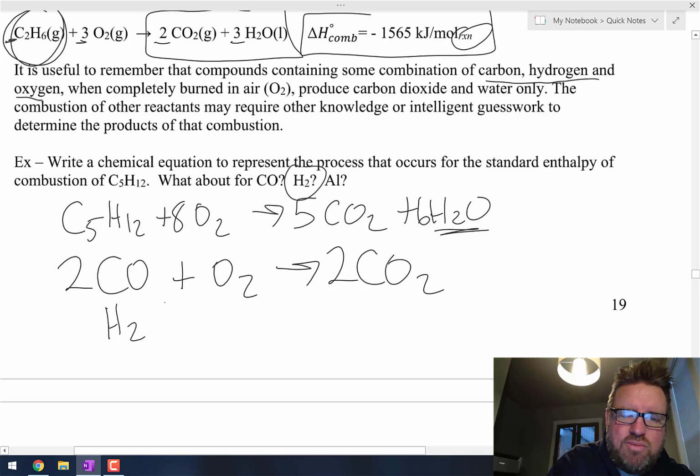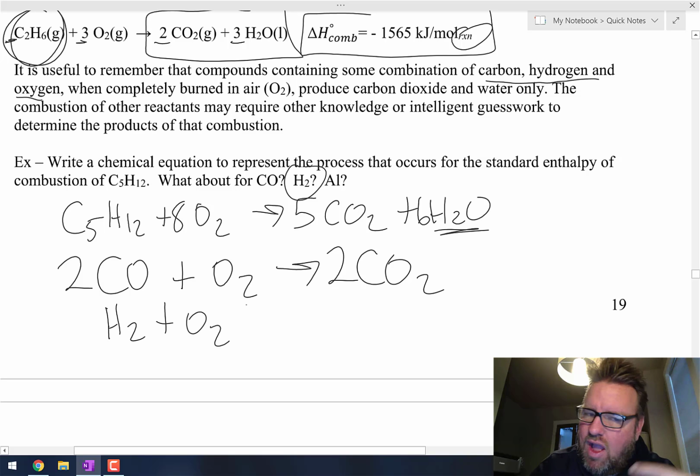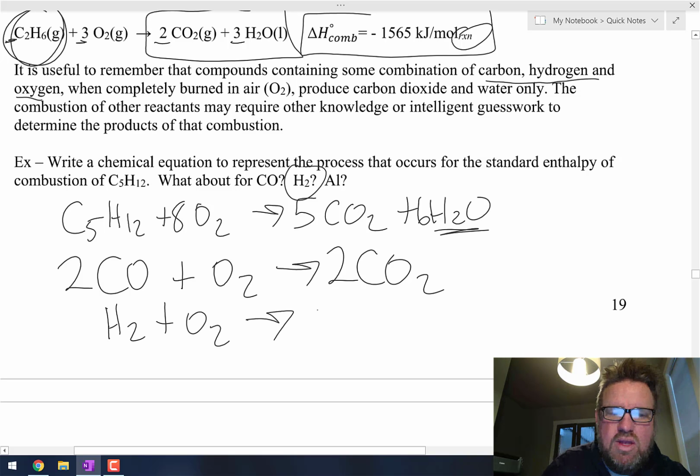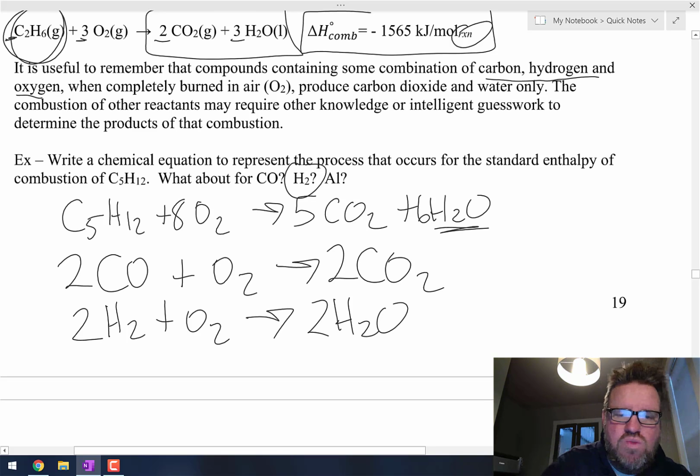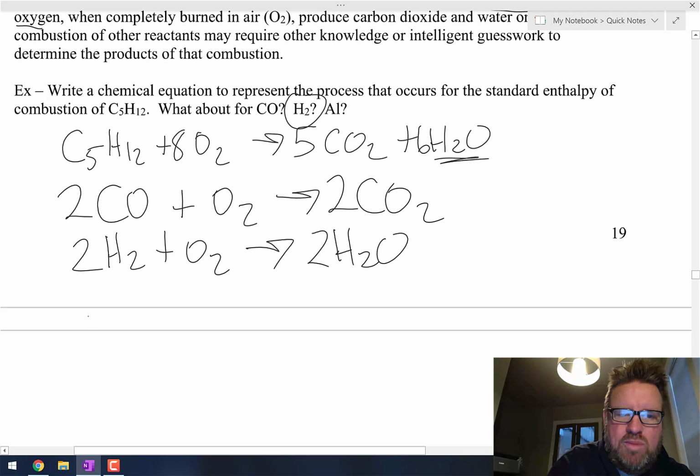Okay, and then hydrogen. What about when hydrogen burns? Again, here we don't have any carbon, so in that case, we can't have CO2. So what's it going to make? Just H2O. Okay, and then to balance that, we need a 2 here, and we need a 2 there. Okay, and then our last one would be aluminum.